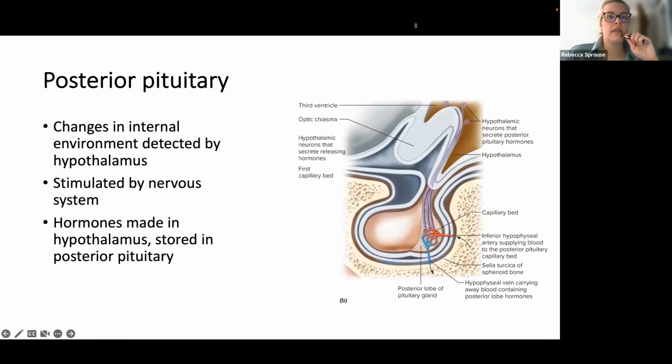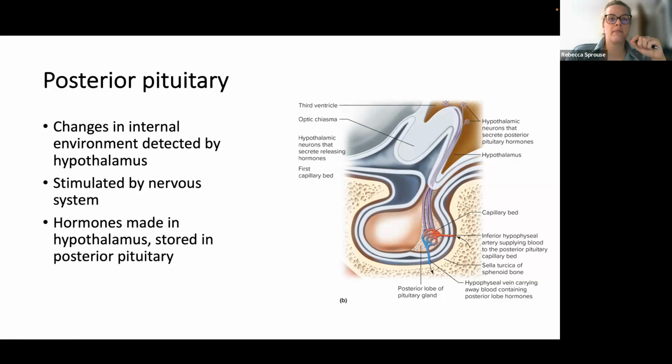All right, that was all the anterior pituitary. So the anterior pituitary, what you noticed with all of those is we started with the hypothalamus, because the hypothalamus of the brain stimulates the anterior pituitary. I need you to switch gears now, and we're going to talk about how the posterior pituitary is stimulated.